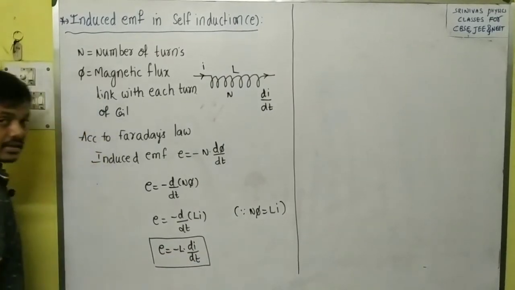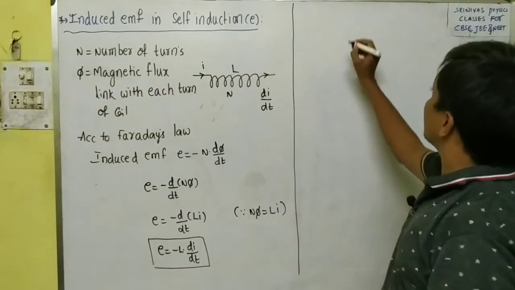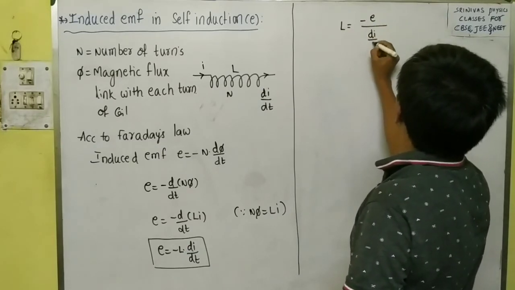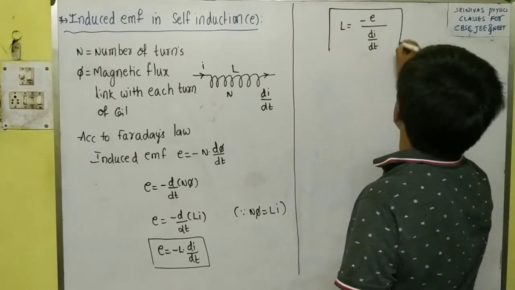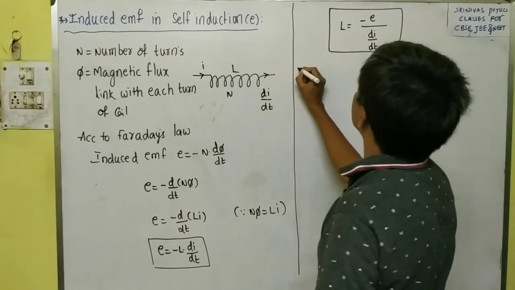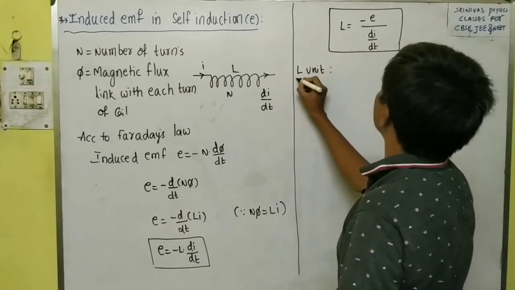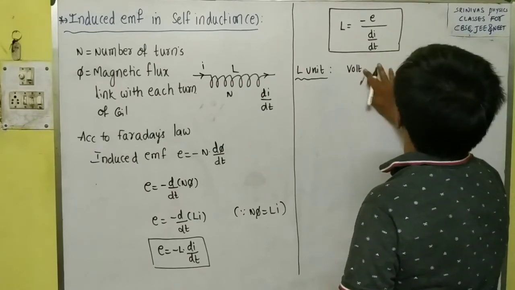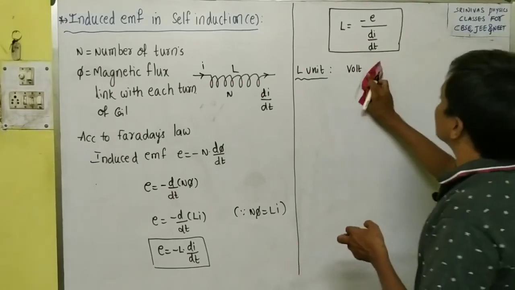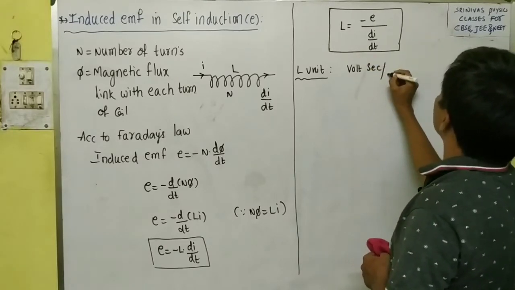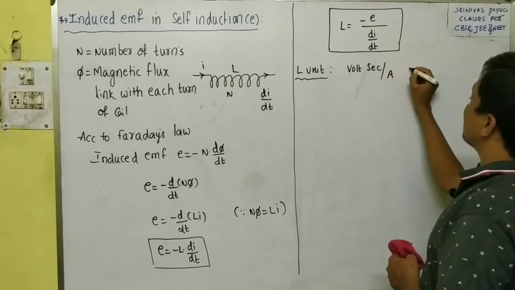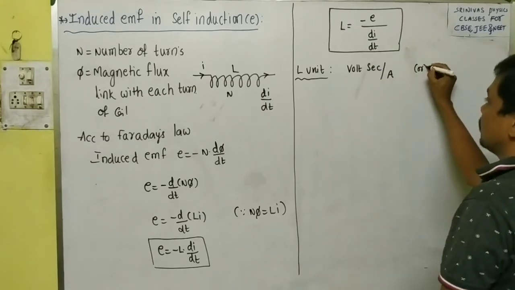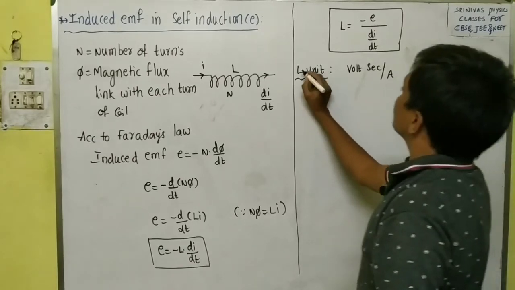Then from this we can also write the L formula: L is equal to minus E by di by dt. From this we can also write the L unit. From the above formula, the unit of induced EMF is volt, and time goes to the numerator. So the unit is volt second per ampere, which we simply write as Henry also. Okay, right. Now this is the L unit.